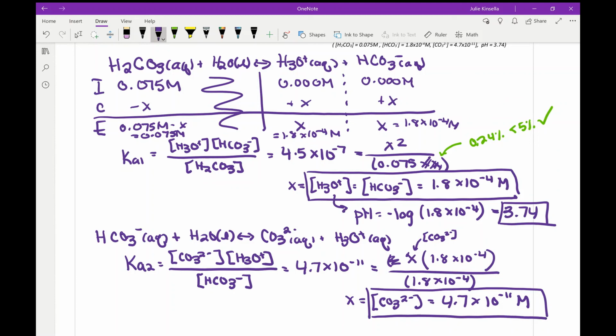And again, the biggest piece with that is that carbonate ion, the CO3 with the 2- charge, that is the anion that's left over after the last ionization step. So that's going to have the smallest concentration of all the ions in solution.